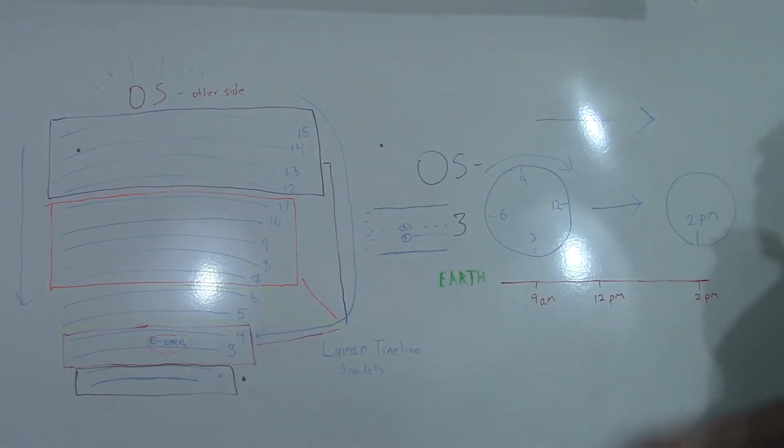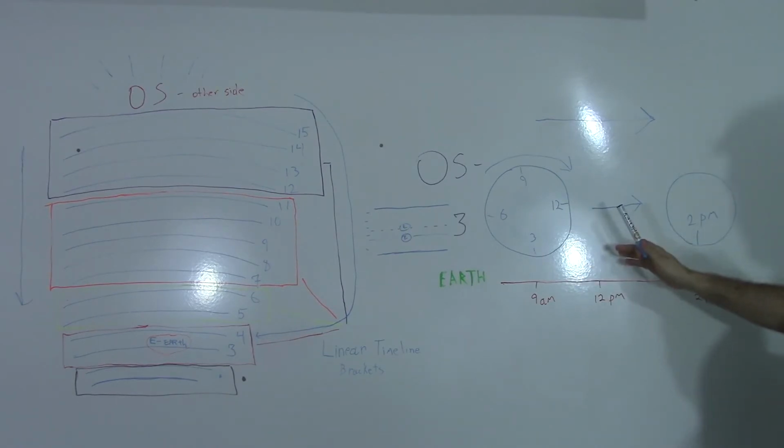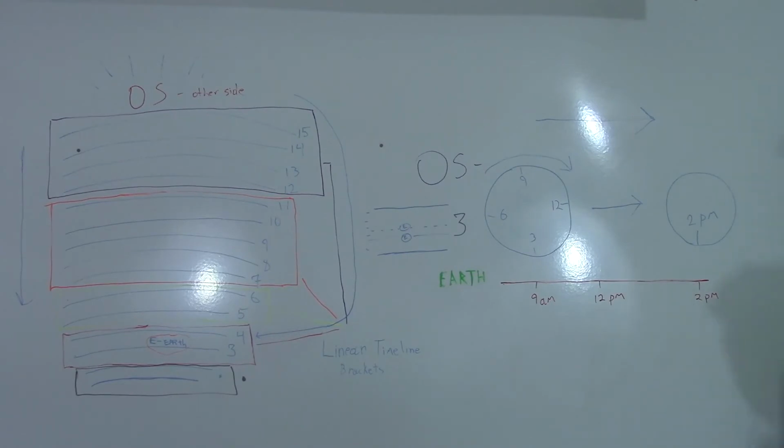However, if you compare it to the Earth timeline, as you can see, our time is completely different. But once in a blue moon, by random chance, it just might so happen that, let's say, 2 p.m. up there might synchronize with 2 p.m. here.